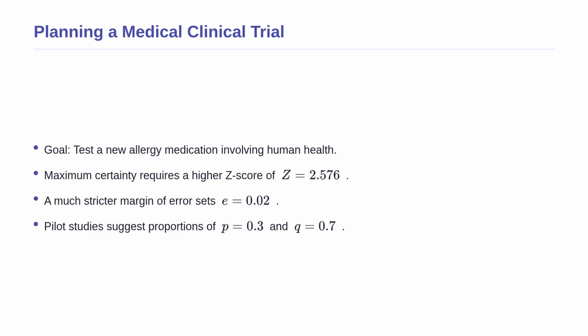Having successfully planned a survey, let us tackle a much higher stakes scenario: planning a medical clinical trial for a new allergy medication. Because this involves human health, you need a much higher confidence level, corresponding to a z-score of 2.576. You also need a stricter margin of error of just 2%, so E equals 0.02. Previous pilot studies suggest about a third of people respond well to similar drugs, so we set P to 0.3 and Q to 0.7. These stringent parameters will significantly impact our required sample size.